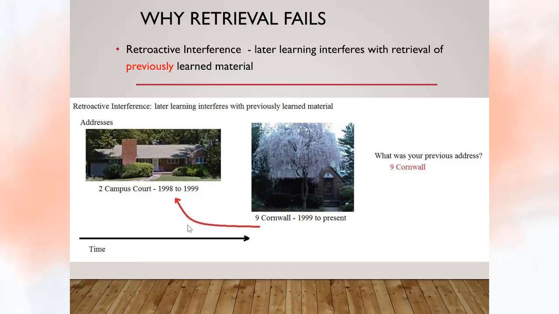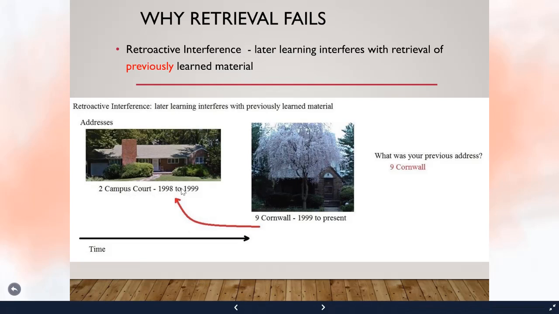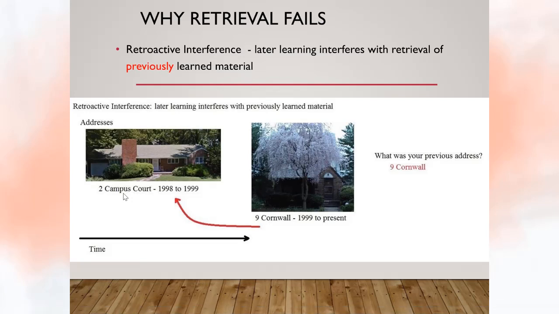It was this nice ranch home. And now this is our current house, 9 Cornwall, and actually the tree is blooming right now because it's springtime. But if somebody were to ask me, hey, what's your previous address? Immediately my current address would come up. 9 Cornwall, we've been here for a long time. So I would immediately think of that address, and I would be like, oh, I don't really remember what my previous address was. I know it was over near the college, right? But coming up with 2 Campus Court, that was the actual address. In this case, my current address is interfering with my ability to remember my previous address, right?